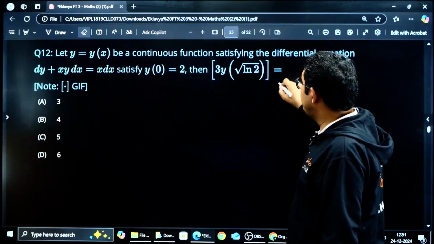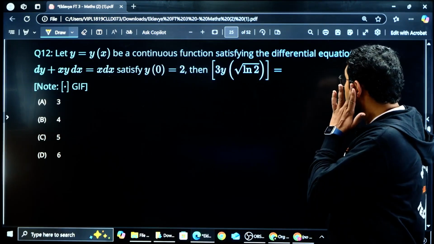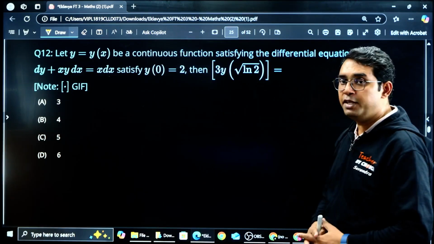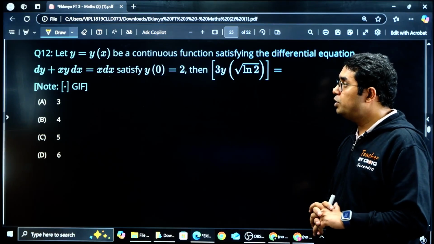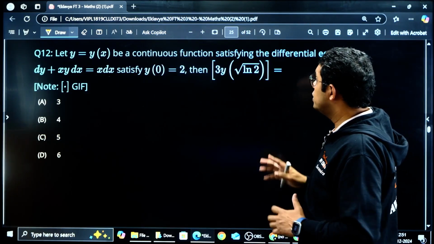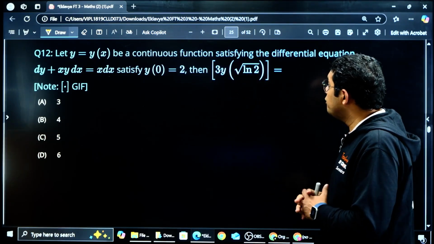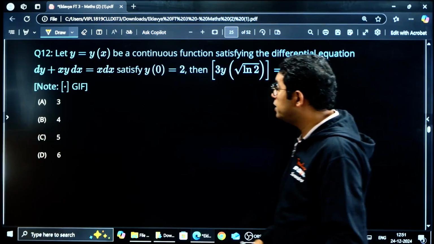That is question number 12. Here we are given, let y equal to y(x) be a continuous function satisfying the differential equation dy plus xy dx is equal to x dx. Satisfying y(0) is equal to 2, then we have to find the value of this, 3y of under root ln 2. Let us see how we can do this question.